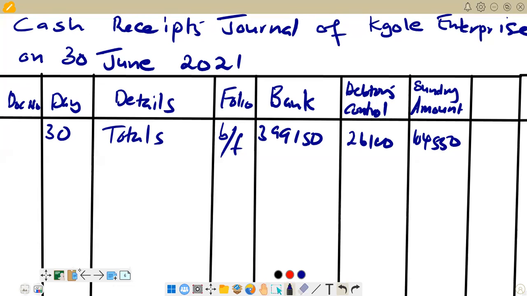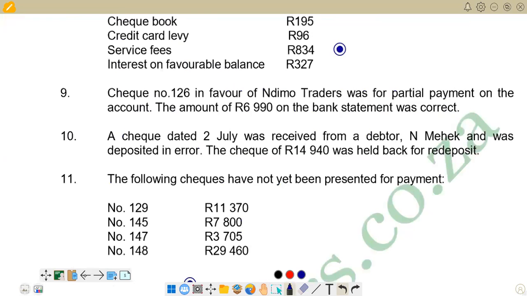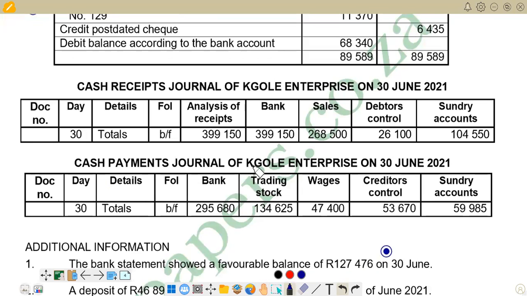We also have opening balances for the cash payments journal. So we can check what opening balances we have there. For bank, we have 295,680. For creditors control, we have 53,670. For trading stock, we have 134,625. And for sundry amount, we've got 59,985. So these are the figures that we have. We can just go there again to the cash payments journal and enter our opening balances.